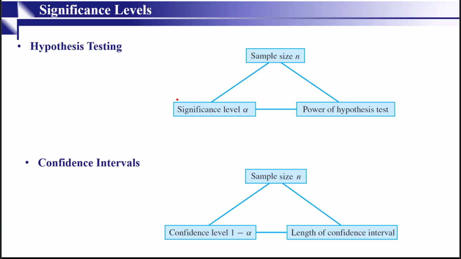But we can choose only two quantities out of the sample size n, the significance level alpha, and the power of the hypothesis test. Or similarly, only two out of the sample size n, the confidence level 1 minus alpha, and the length of a confidence interval. Once two of these quantities have been specified, the third is automatically determined.